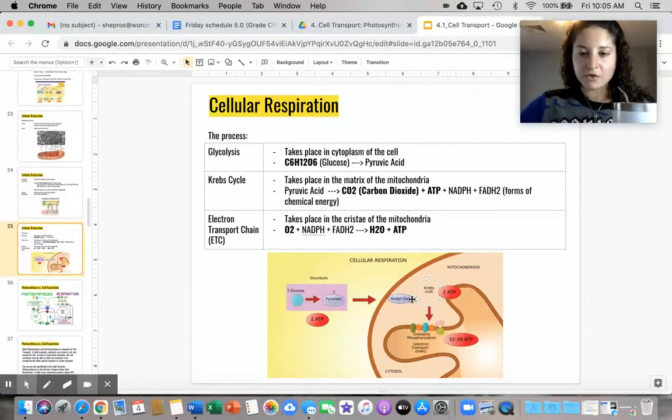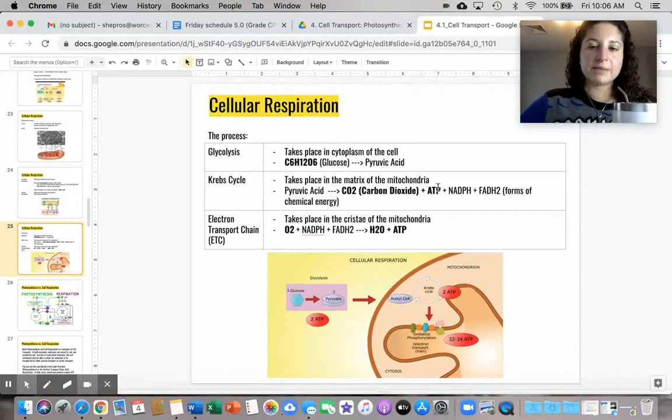It's moving across the cell or across the mitochondria membrane, and it's also converted into that molecule acetyl coenzyme A. Now in the Krebs cycle, we take the pyruvic acid or the acetyl coenzyme A, and through this process of the Krebs cycle, we are making carbon dioxide. We're making some more ATP. So notice it makes 2 net ATPs again.